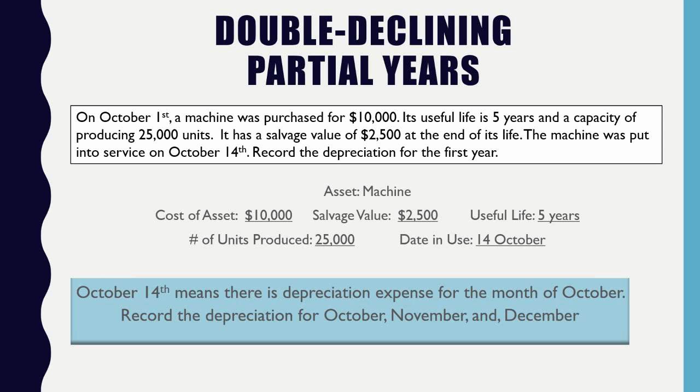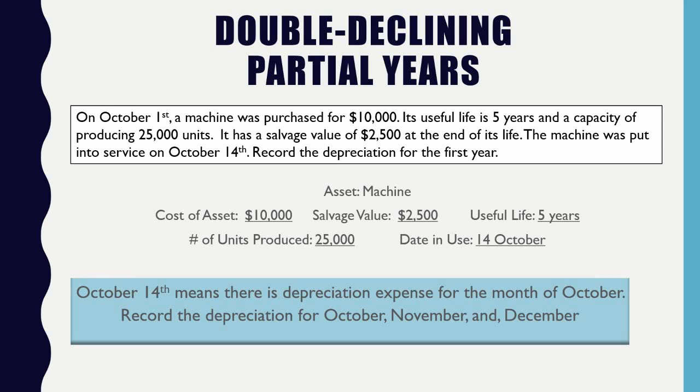Okay, so the number one thing we have here is that we bought a machine for $10,000. Salvage value is $2,500, and the useful life is 5 years. The date that you place it into service is October 14. Since that is one of the components we need to be aware of, especially when we're dealing with double declining and straight line.